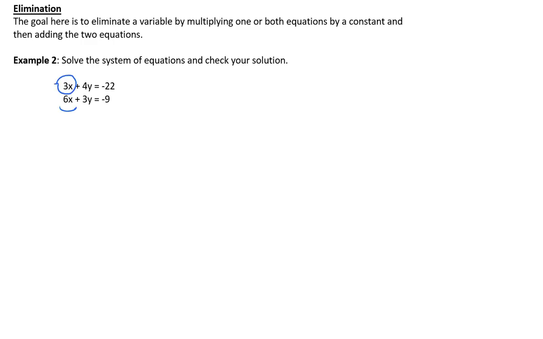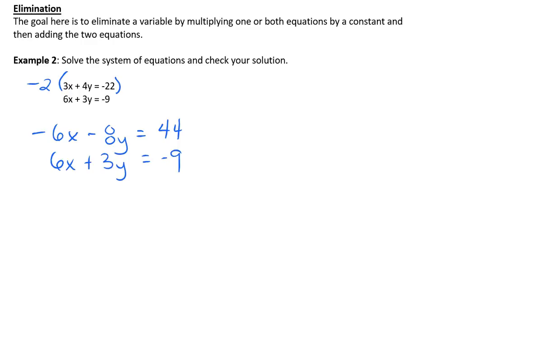This means that we're going to want to multiply our first equation by negative 2, so the 3x becomes negative 6x. So we multiply the entire first equation by negative 2. This leaves us with negative 6x minus 8y equals positive 44. And the second equation remains unchanged. So we have 6x plus 3y equals negative 9. Now we have two coefficients from the different equations that are equal but opposite.